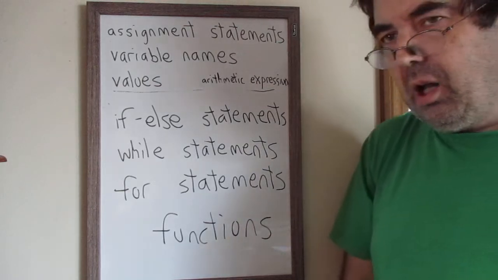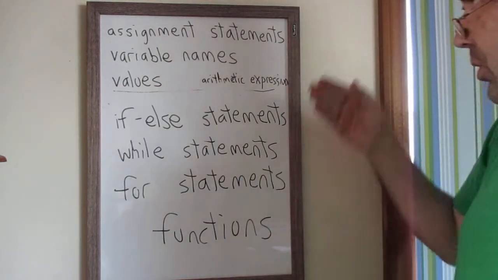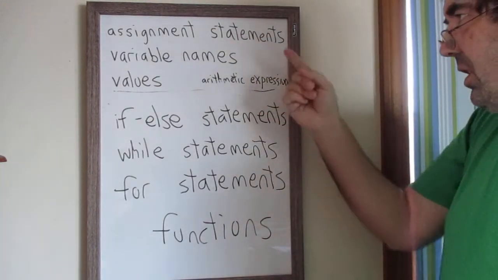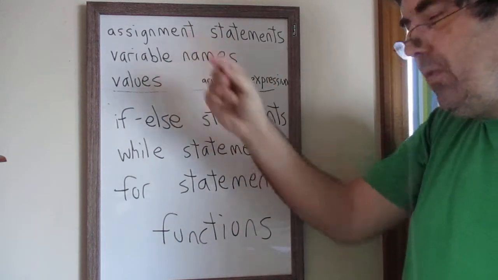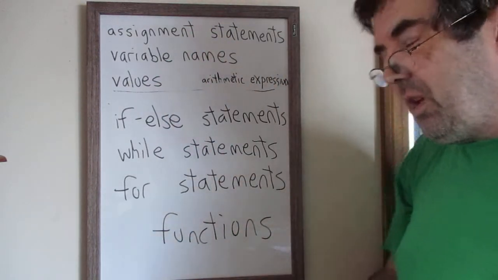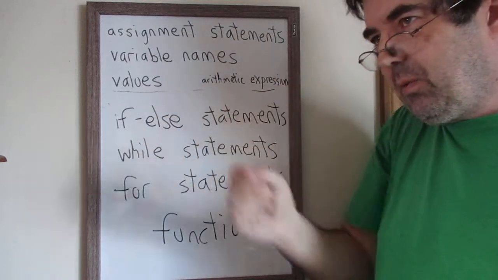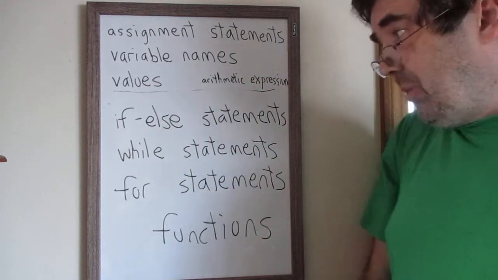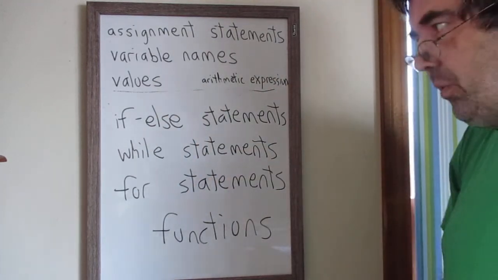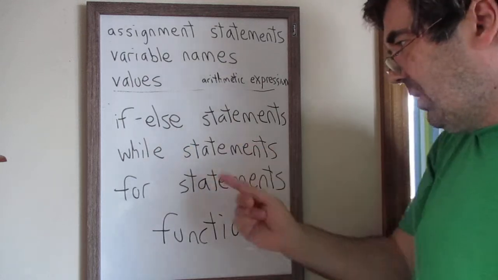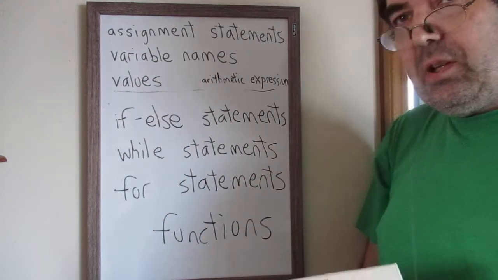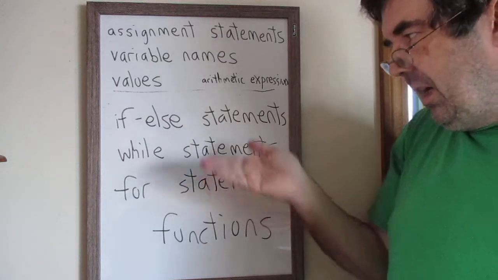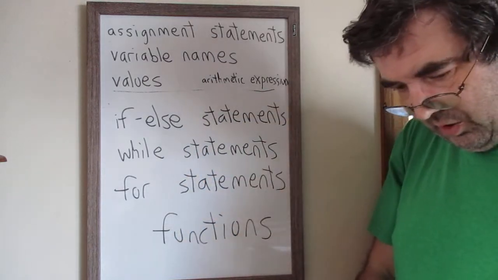Now, if you recall, the first step is to learn about these three things: assignment statements, variable names, and values, and how these three different things are related to each other, and then practice with them. Step number 2 is to learn about and practice with if-else statements, while statements, for statements, and functions, as you have seen outlined step 1 and step 2 in previous lectures.